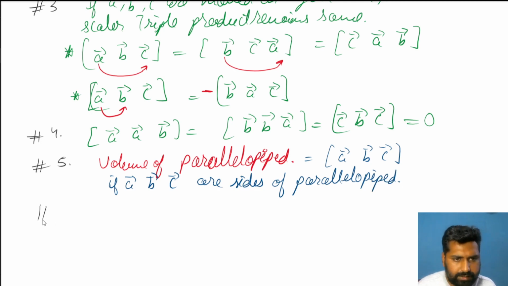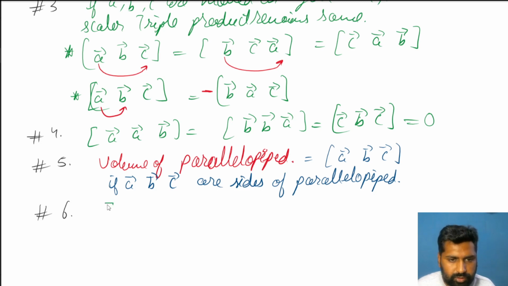Next, this is what we have talked about: if three vectors are coplanar. Coplanar means they must lie in the same plane. Although we have not studied 3D right now, I'm not going to explain how this condition works. I'm just going to give you the condition. The working will come in 3D.